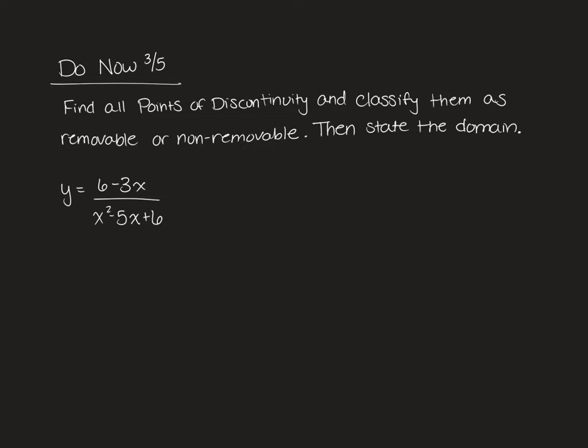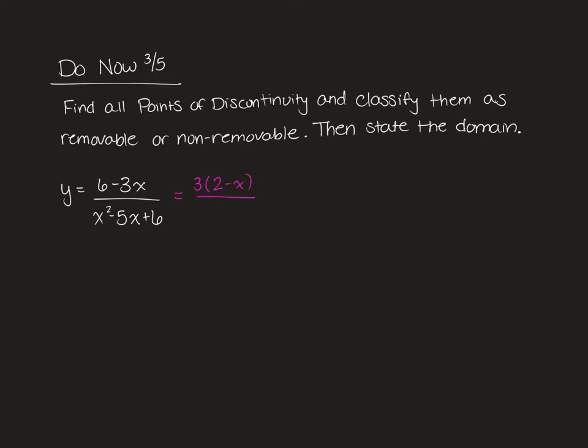Okay, so we are asked to find the points of discontinuity and classify them as removable or non-removable, and then state the domain. To find your points of discontinuity, you need to factor your entire expression here. We can factor a 3 out of the numerator. That will give us 2 minus x.